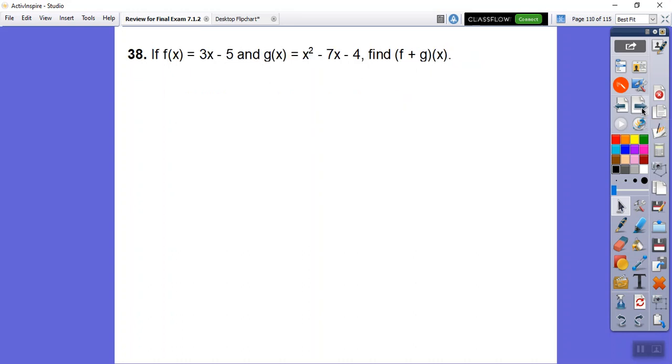All right, so here's two functions. Here we're going to add these together. So I'm just going to slip this 3x plus 5 underneath this negative 7x minus 4. So there it is right there, and I'm just adding. So straight down, add negative 7 plus 3 is negative 4. Negative 4 plus negative 5 is negative 9. So there's the answer right there.